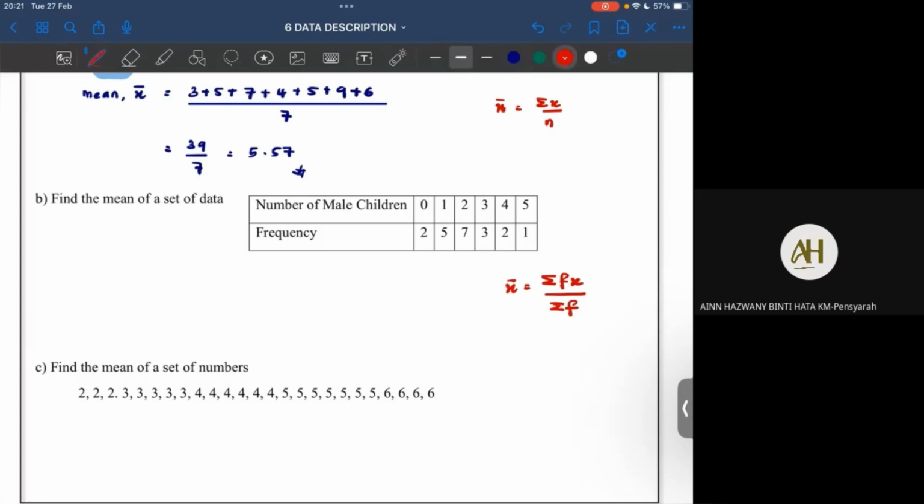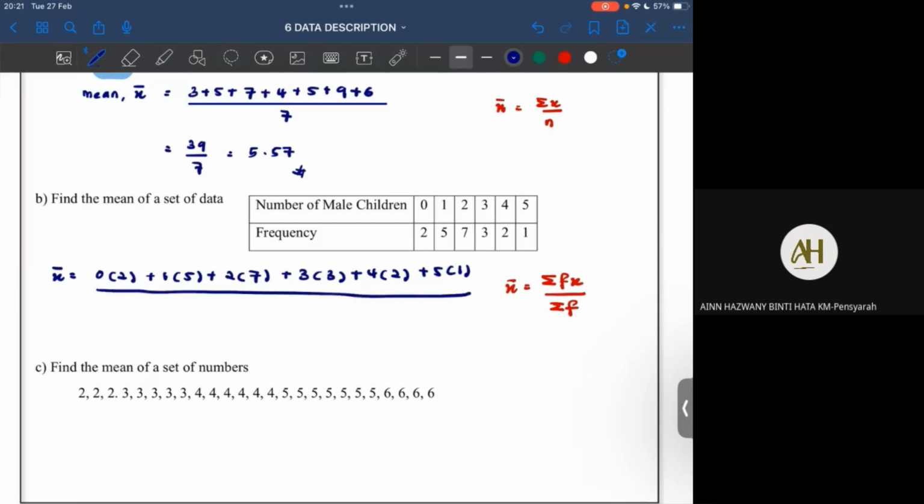So how to find the mean for this type of data? Cara yang sama je, bezanya dekat sini ialah kita akan darabkan x kita dengan f. So we have 0 times 2 plus 1 times 5 plus 2 times 7 plus 3 times 3 plus 4 times 2 plus 5 times 1, divided by summation of f, which is the frequency. So kita tambahkan ini semua, 2 plus 5 plus 7 plus 3 plus 2 plus 1.